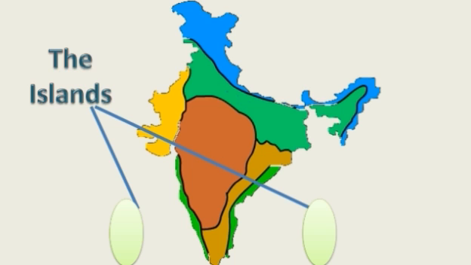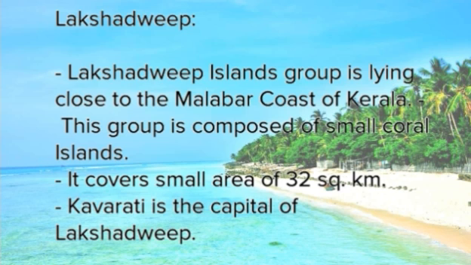6. The islands. In Chapter 1, we have learned that India has two island groups, the Lakshadweep Islands and the Andaman and Nicobar Islands. The Lakshadweep Islands. It lies in the Arabian Sea. It lies close to the Malabar coast of Kerala. It is composed of small coral islands. Earlier, they were known as Laccadive, Minicoy and Amindivi. In 1973, these were renamed as Lakshadweep.